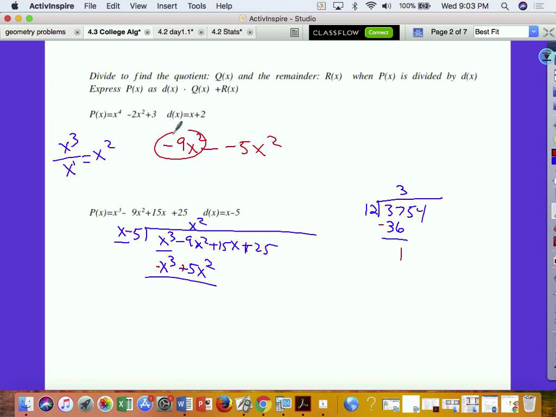So we're taking the top term and we're subtracting that bottom term, and we're doing that by switching it, we're adding the opposite of the negative 5x squared to that. So that is negative 4x squared.